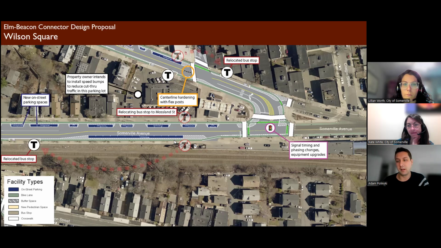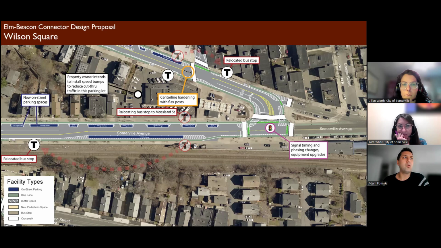So Somerville Ave is a little bit wider than most of Elm. And so we do have enough width to maintain the travel lanes, add the protected bike lanes, and keep parking on both sides for the majority of this stretch. That does change as you get closer to the intersection of Beacon and Mossland, because we do want to add a dedicated turn lane. And I'll talk a little bit more about that on the next slide.